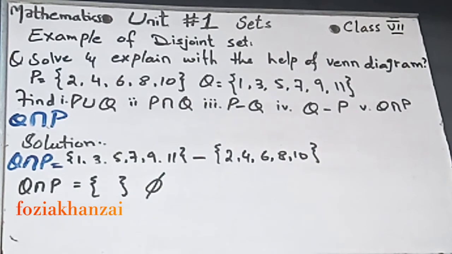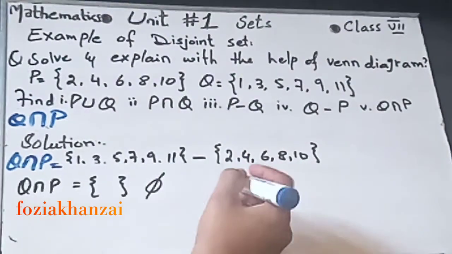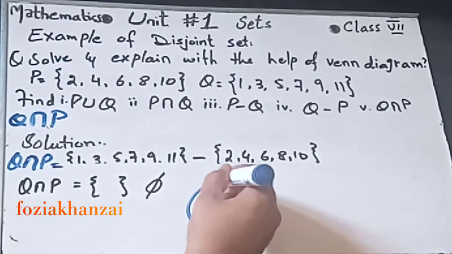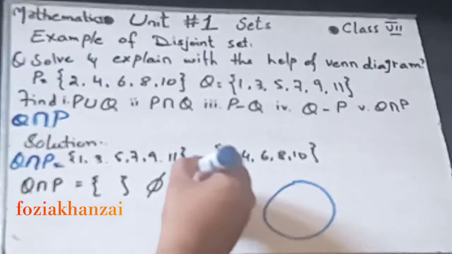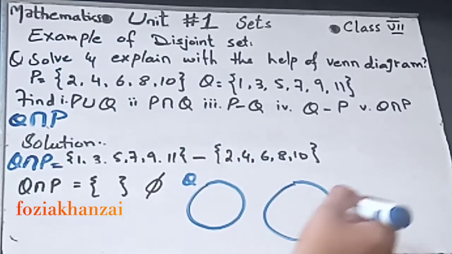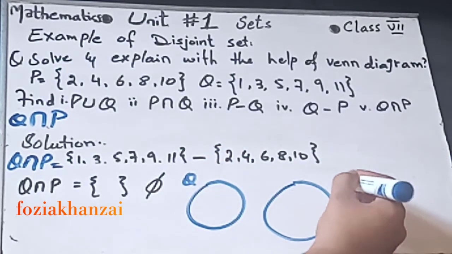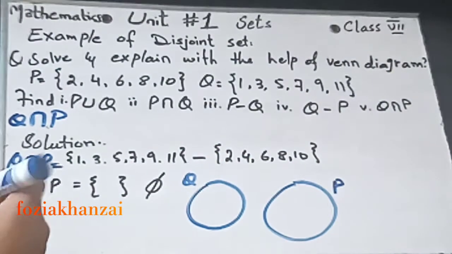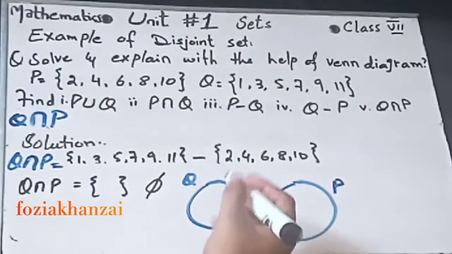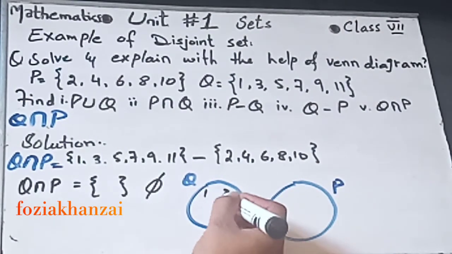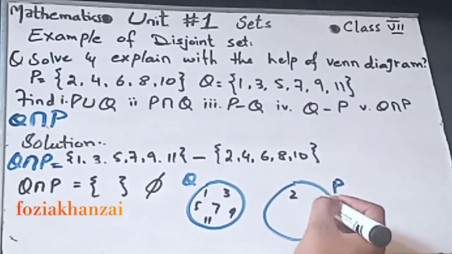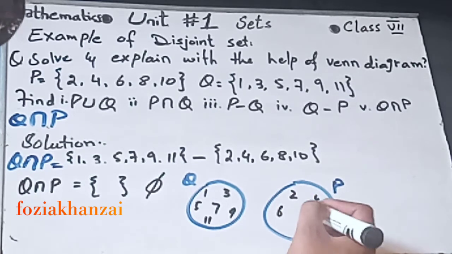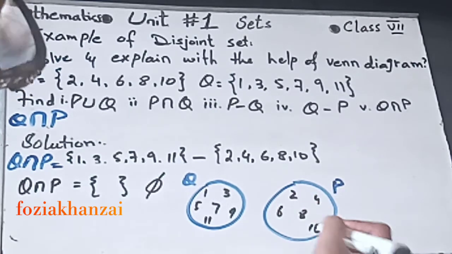Same, we draw the disjoint set, two separate circles. The first circle represents set Q, the second circle represents set P. Write down the elements of sets Q and P. 1, 3, 5, 7, 9 and 11. 2, 4, 6, 8 and 10.